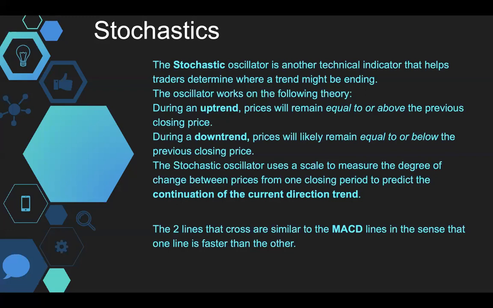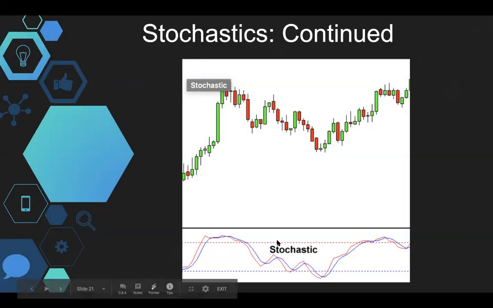The two lines that cross are similar to the MACD lines in the sense that one line is faster than the other. Can someone tell me which one's faster, the purple or the red? The red. Okay, the red. That's basically what the stochastics looks like.